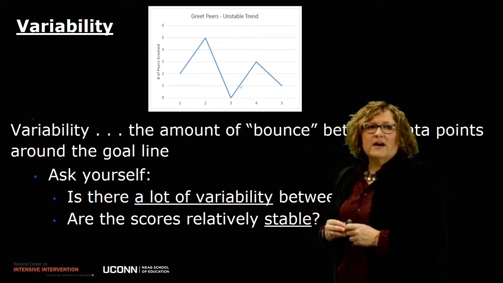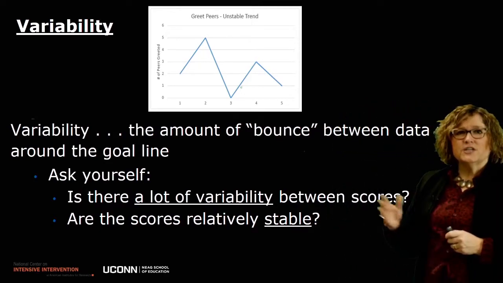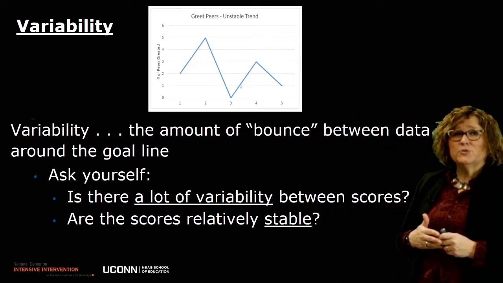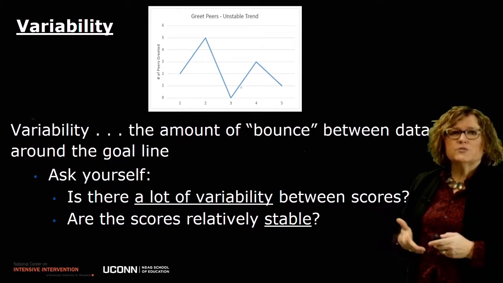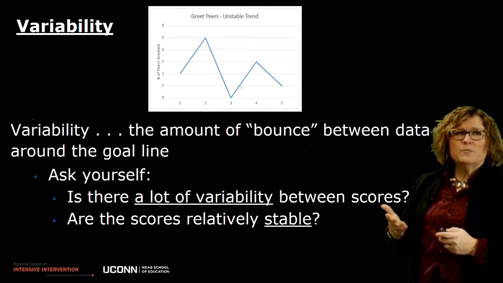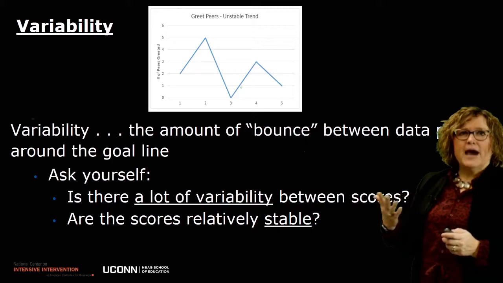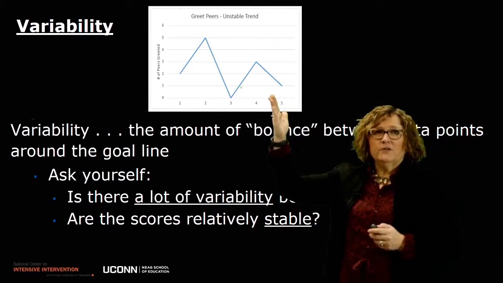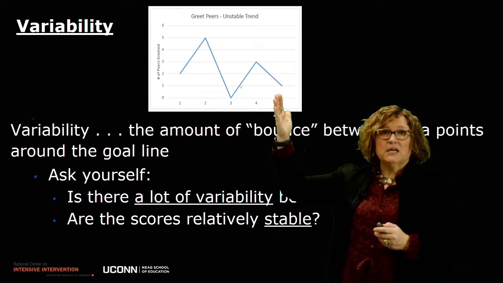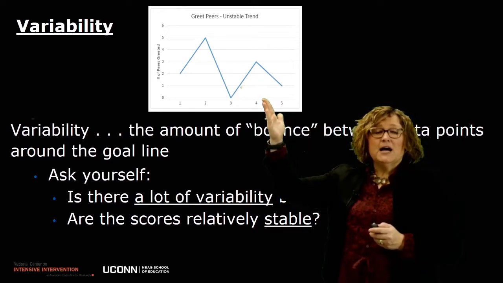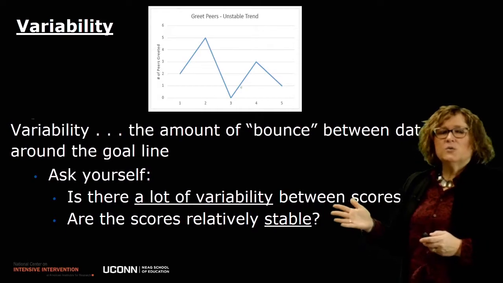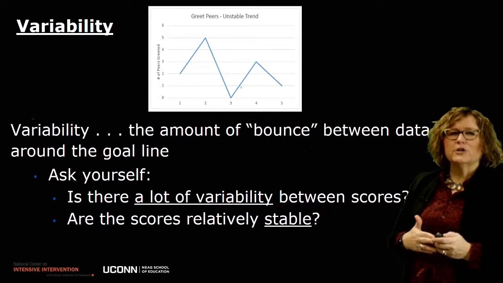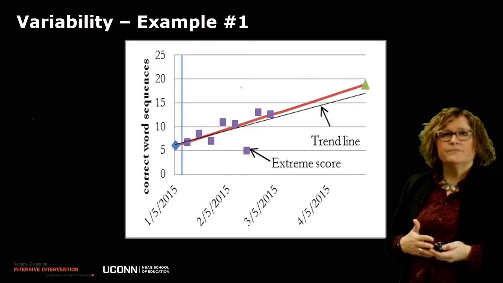So we want to look at that variability and ask ourselves, is there a lot of variability between scores, or are the scores relatively stable? This will help us make better decisions about our data. You can see up here, this is pretty unstable data. There's really extreme highs and lows in that data. So we want to think about how we can look at and make sense of that data.